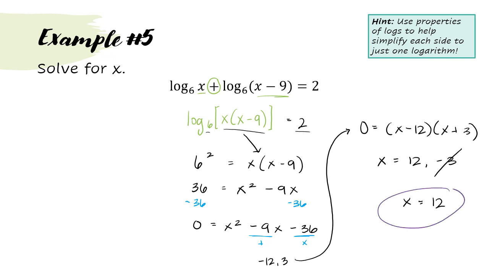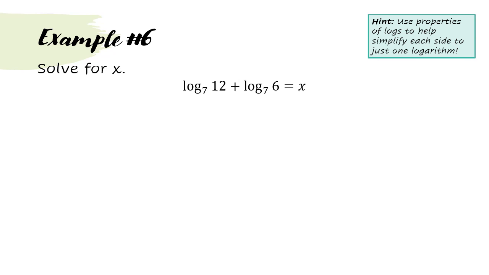Okay, let's do one more. This one will need our calculator, just a heads up. All right, now we've got log base 7 of 12 plus log base 7 of 6, and that is equal to x. Now we're going to use that same property as we did before. We're going to turn this addition into multiplication. So log base 7 of 12 times 6 is equal to x. Of course, 12 times 6 is 72, so we can rewrite this as log base 7 of 72 is equal to x.